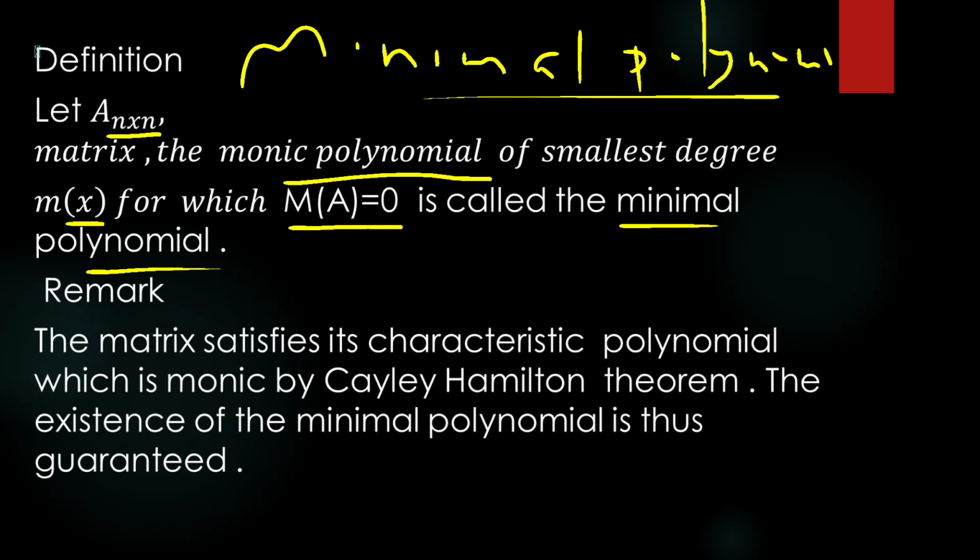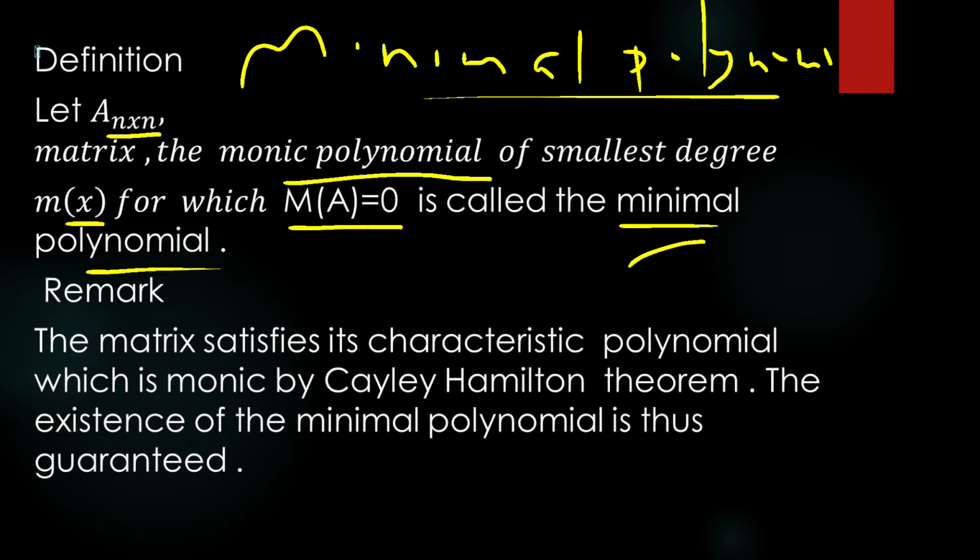So if you have this particular square matrix A and it has a monic polynomial of smallest degree m(x), and you find that this m(A) is equal to 0, by Cayley-Hamilton, remember, this is an extension of Cayley-Hamilton, then that particular m(x) will be defined as the minimal polynomial. It will be the minimal polynomial for this particular matrix A.